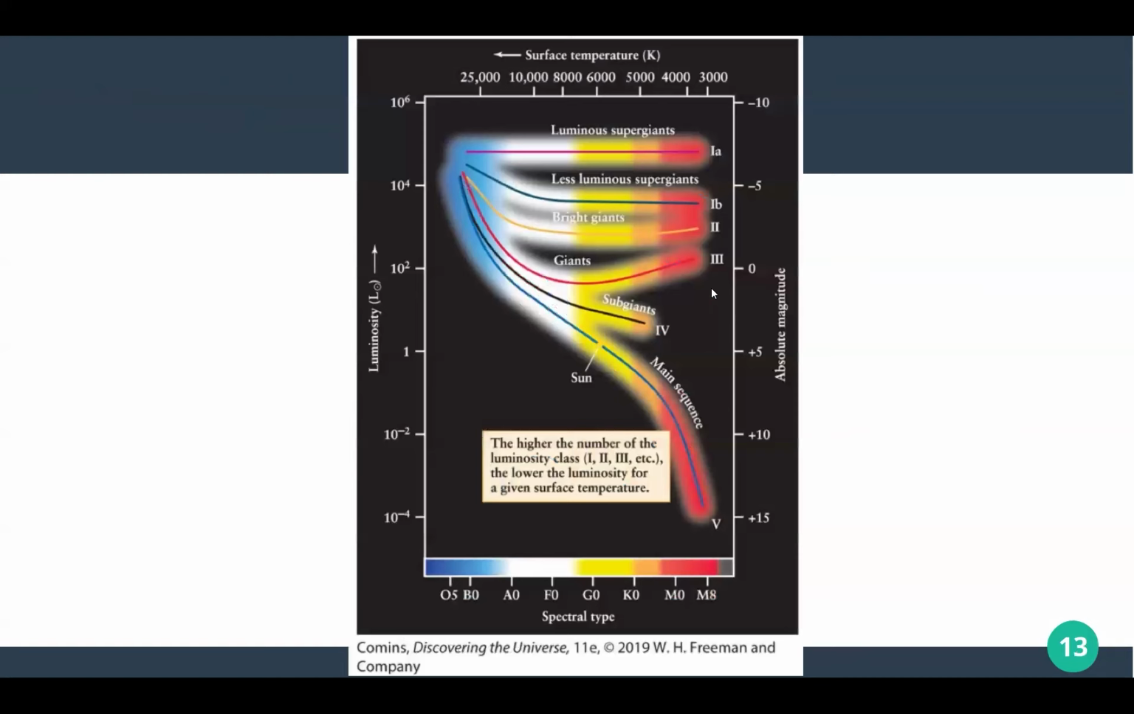You also have different luminosity numbers or luminosity classes, where the higher the number of the luminosity class, 1, 2, 3, etc., the lower the luminosity for a given surface temperature.